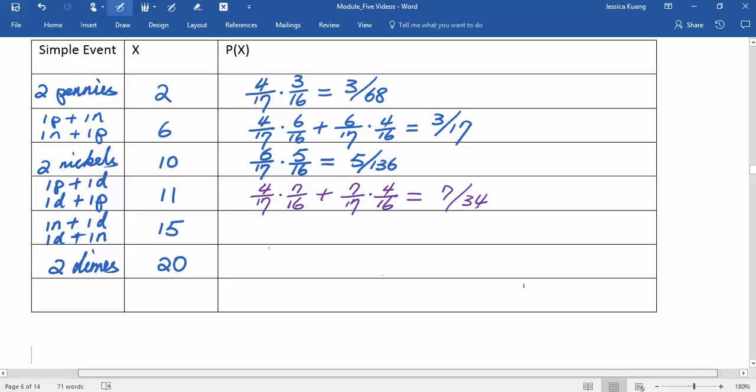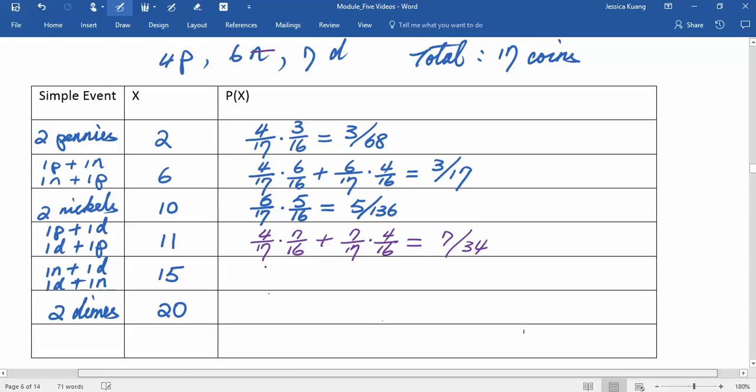So the probability of X equals 15. Once again, 2 scenarios. Getting a nickel. How many nickels do you have? I have 6 out of 17. And then get a dime. That is 7 out of 16. Plus the probability of getting a dime first. That is 7 out of 17. And then choose a nickel. So that will be 6 over 16. Simplify this with your graphing calculator. That will give me 21 over 68.